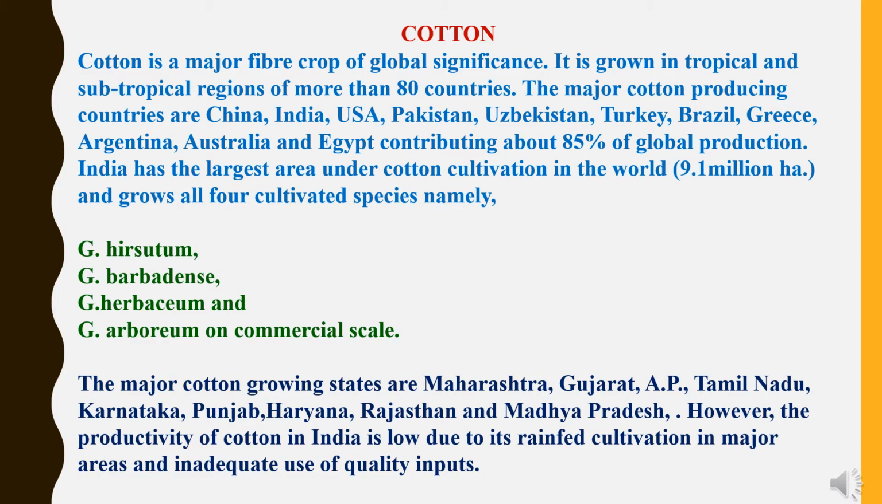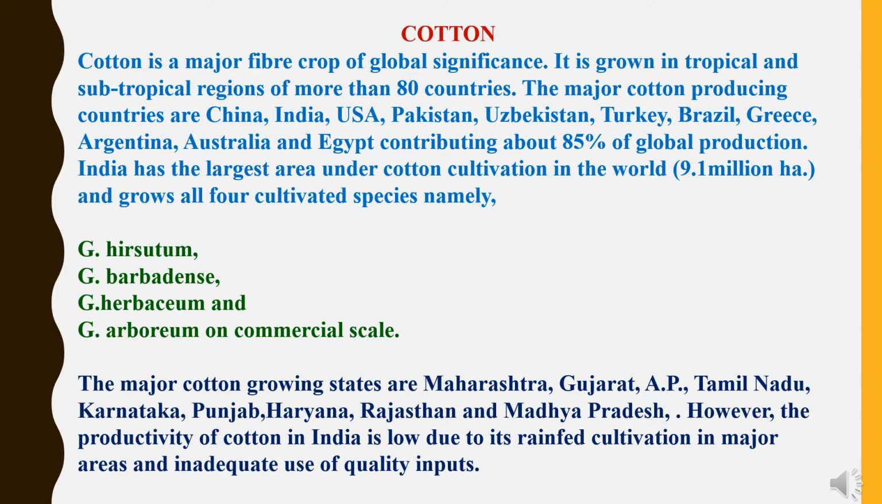Now we will discuss the cotton crop. Cotton is a major fiber crop of global significance. It is grown in tropical as well as subtropical regions of more than 80 countries. The major cotton producing countries are China, India, USA, Pakistan, Uzbekistan, Turkey, Brazil, Greece, Argentina, Australia, and Egypt, which are contributing about 85% of global production.